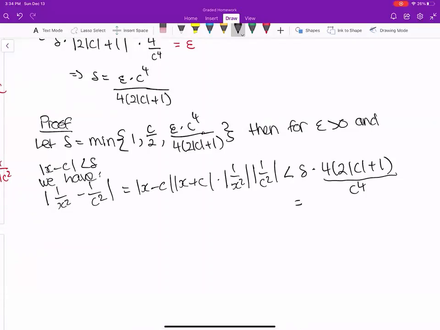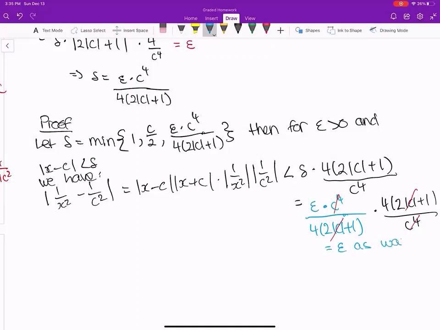Which now, if we plug in our delta value, which is equal to epsilon times c to the power 4 over 4 times 2 alpha c plus 1, you'd see that everything cancels out nicely. And you're left with epsilon as wanted.